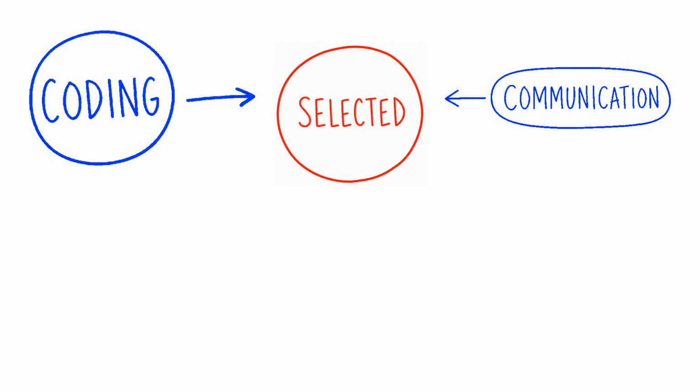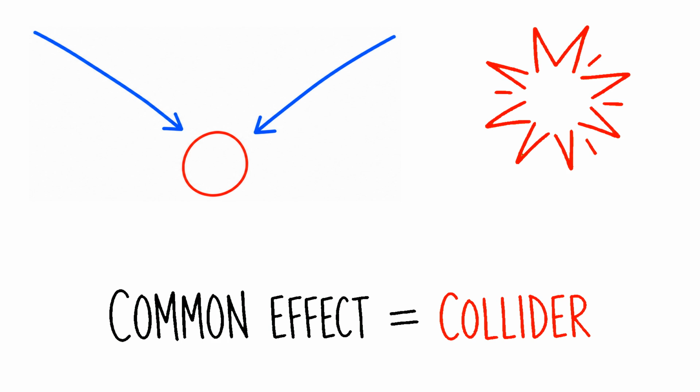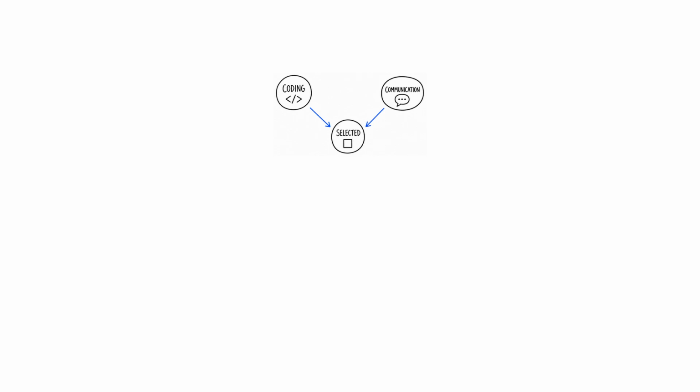Causal diagrams give the gate a special name. Coding helps determine selection. Communication also helps determine selection. The two arrows collide at the selected node. That common effect is called a collider. The name describes the arrowheads, not a mysterious statistical substance. Two possible causes point toward the same consequence.